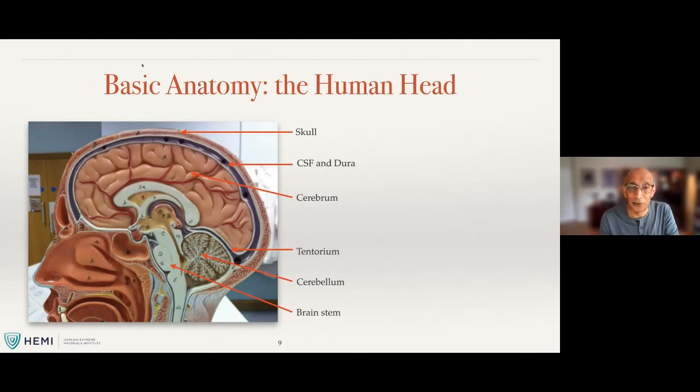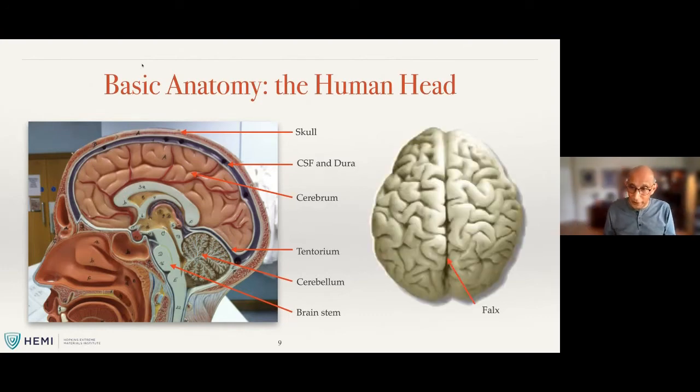You have these membranes that separate different parts of the brain. There's the tentorium, which separates the cerebrum and the cerebellum. And then there's another membrane that separates the left and right-hand sides of your brain, and that's called the falx. So these things matter, right? So you've got a structure in there. We'll see that in a little more detail.